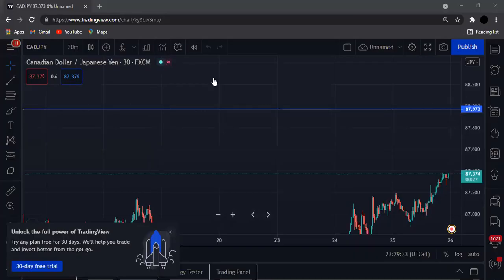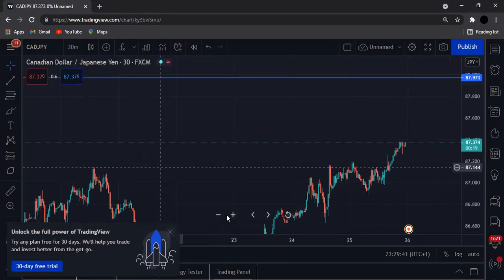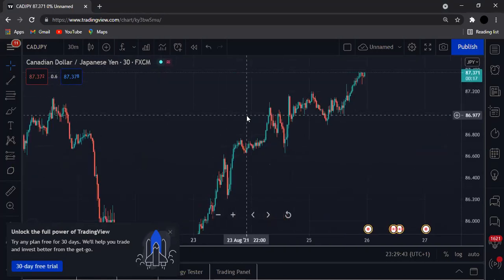Okay, so today we'll be talking about support and resistance. Can you see my screen? Well, it's actually a black screen. Okay, I can see now. So we're talking about support and resistance.